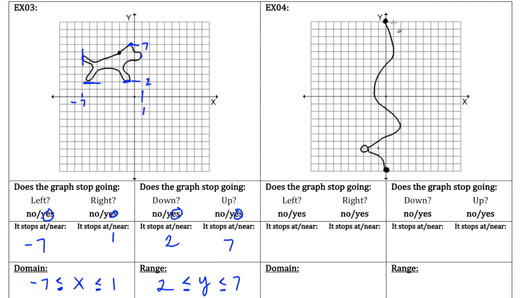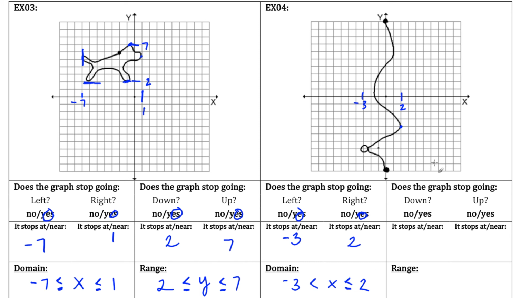Does the graph stop going left? Yeah, right here apparently. At -3. Does it stop going right? Yeah, right here. 2? Yeah. So all the x values are between -3 and 2. It never quite hits -3 if you notice. It gets super close, but then it's open. So it's greater than, not equal to. And then it in fact hits the 2 right here, so it can be equal to.